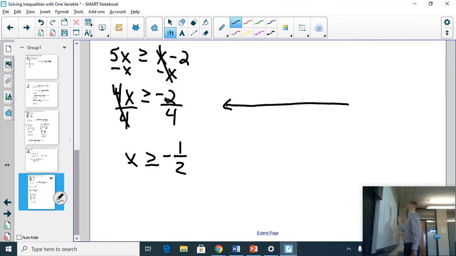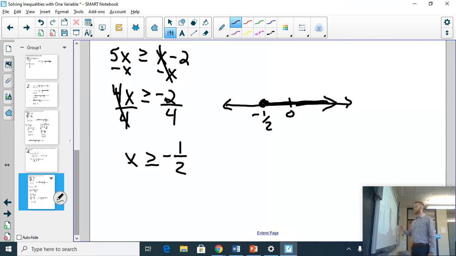So if we graph that on a number line, zero's there, -1/2 is going to be to the left. And then it's greater than or equal to, so since that equal to, we're going to close that dot, and then greater than is shading to the right. And that is going to wrap up solving and graphing inequalities in one variable.